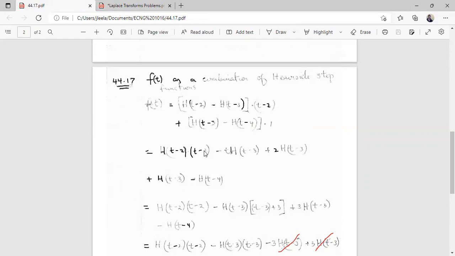So now here, you'll have to multiply t minus 2 by this function here. So you have h at t minus 2 by t minus 1. And then you'll have to multiply t by h at t minus 3. So that is this here. And then you have to multiply minus 2 by minus 1 here, which will be plus 2h(t minus 3).